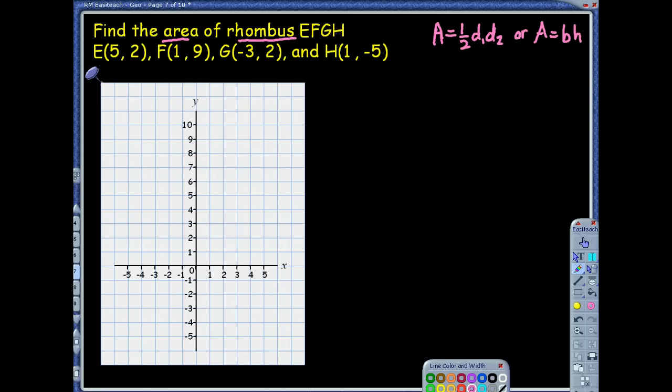Now, how do we know which one we're going to use? Well, if it's me, I'm looking at this and I could find those two diagonals just by using the distance formula. Okay, well, if we have the information provided, yeah, we could do that. Couldn't you find the distance for the base? Well, I could find a base, but the height might be a little trickier because we need to make sure it's perpendicular, and I don't know exactly where.